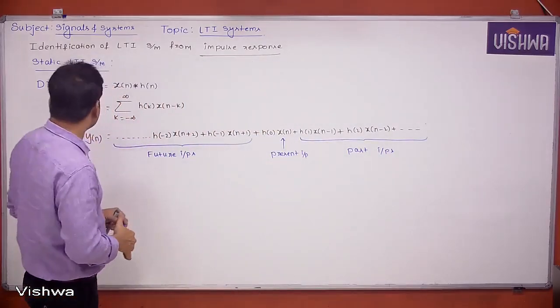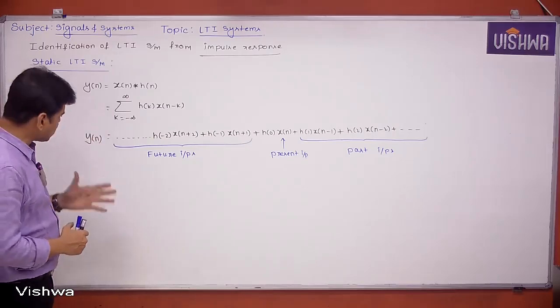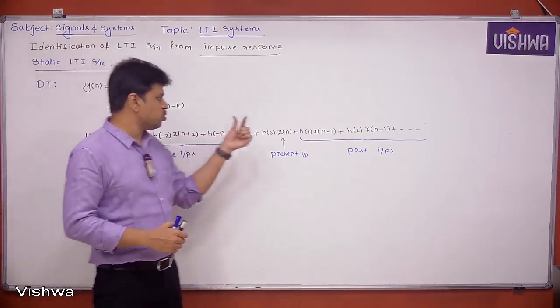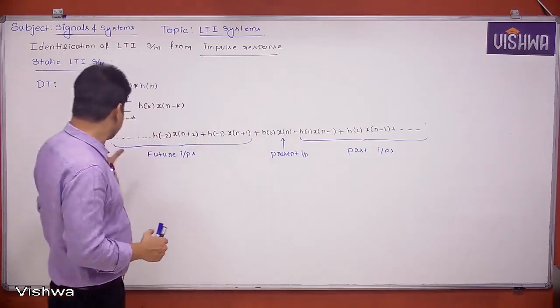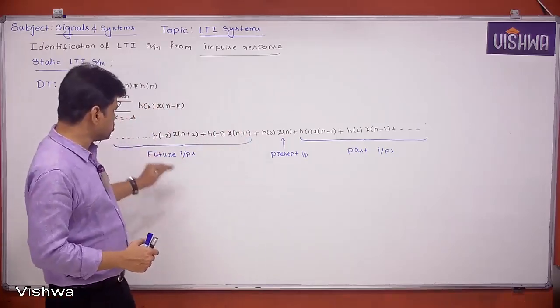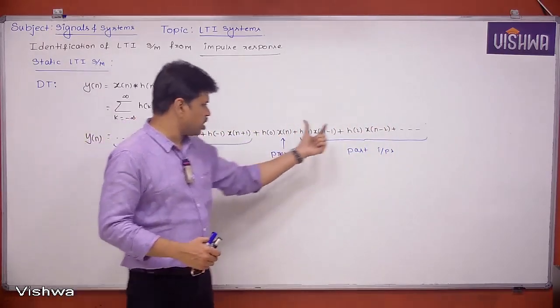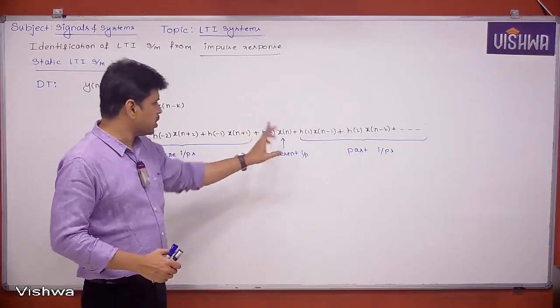Now coming to the condition we are trying for, the static LTI system. From the definition of a static LTI system, y of n should depend only on x of n. That means the future input terms and past input terms have to be 0, so that y of n depends only on x of n.